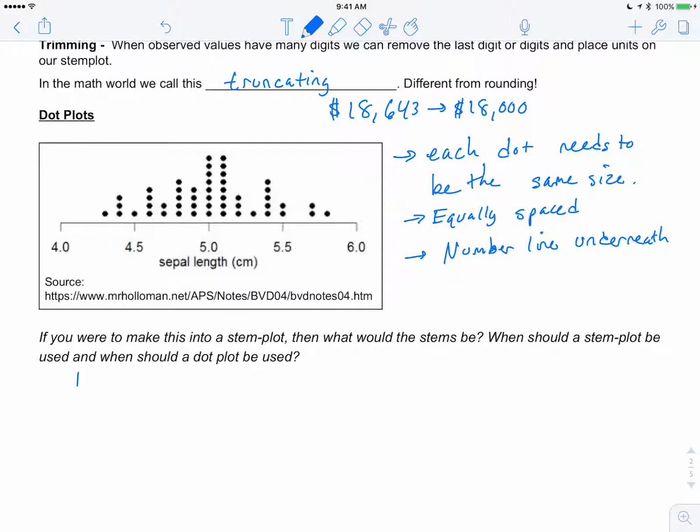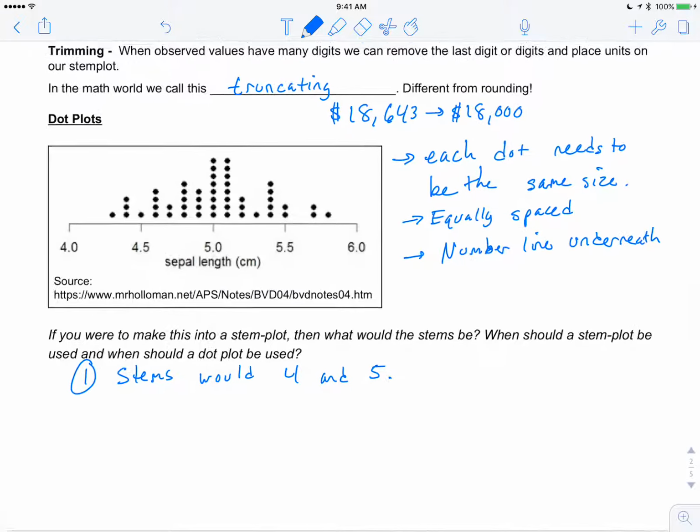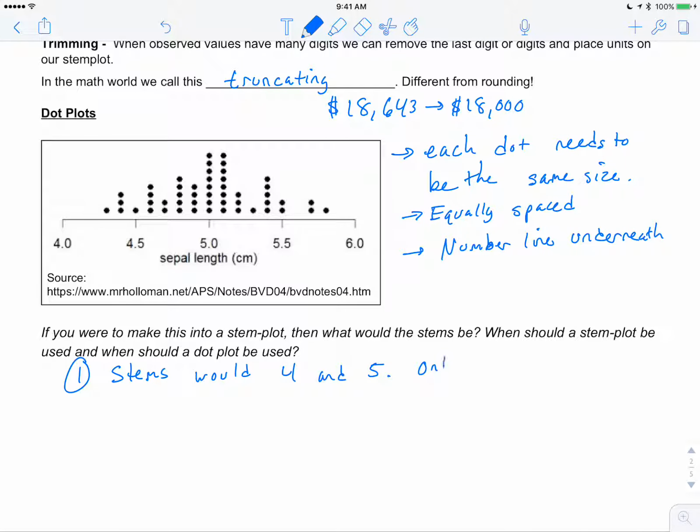So a couple of things with this question. First, stems would be 4 and 5. 2 stems. Now we could split those 2 stems, but then you only have 4 stems, and that's a hard way to look at the data. Only having 2 or 4 stems crowds the plot and makes it difficult to use.